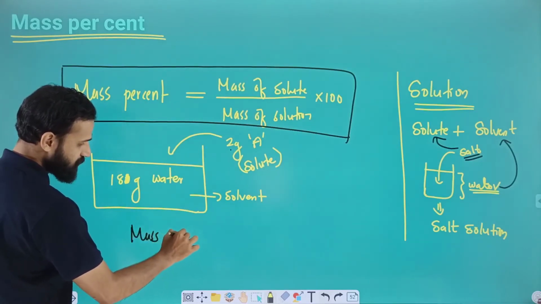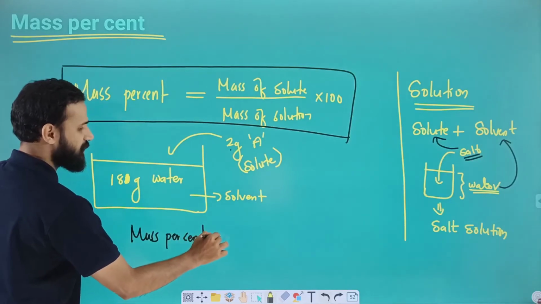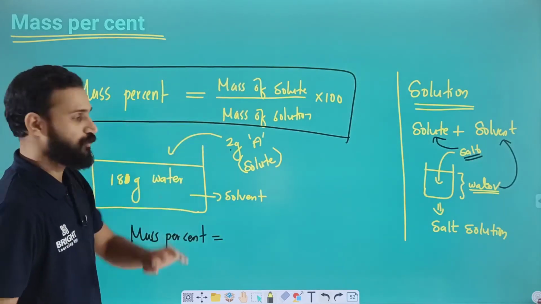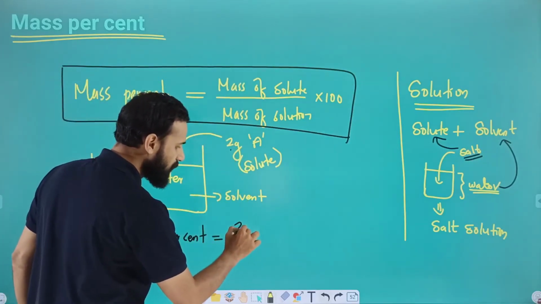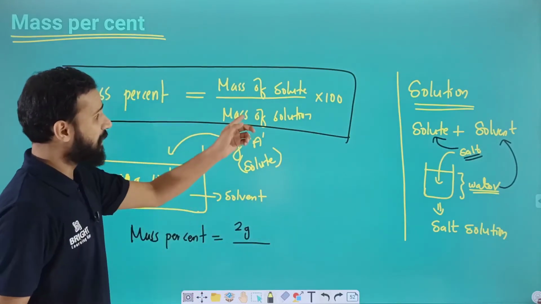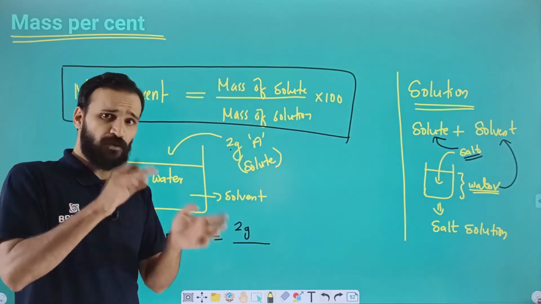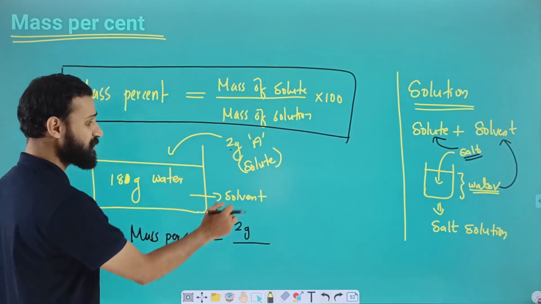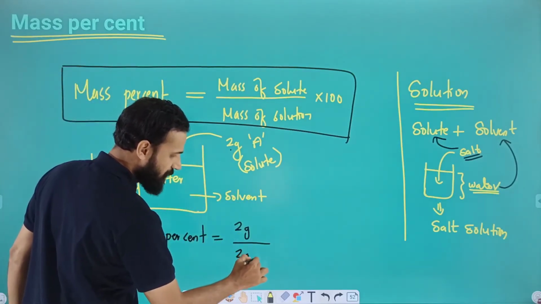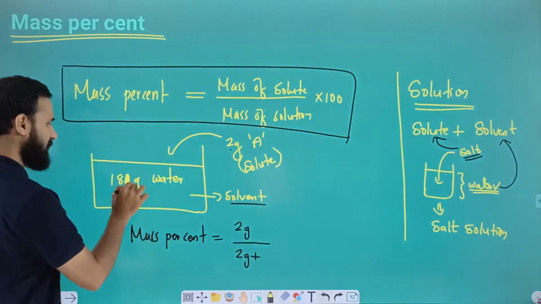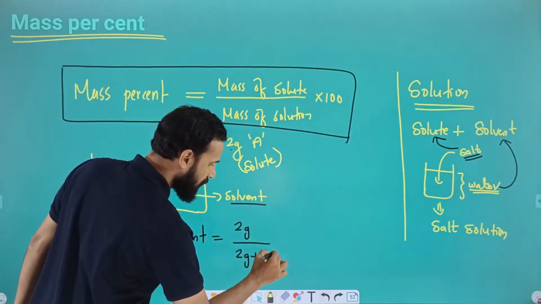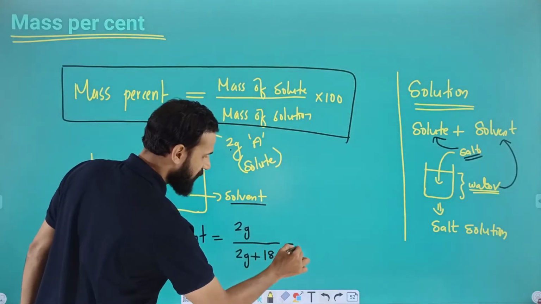Mass percent is equal to mass of solute. Mass of solute means 2 gram, divided by mass of solution. Total mass of solution means solute plus solvent. So mass of solute is 2 gram, and mass of solvent is 18 gram. So 2 gram plus 18 gram.